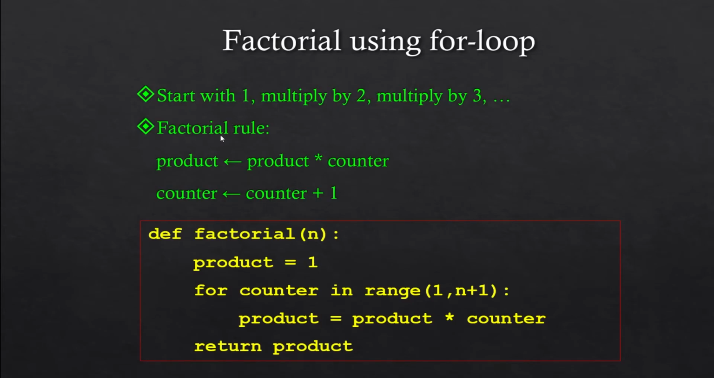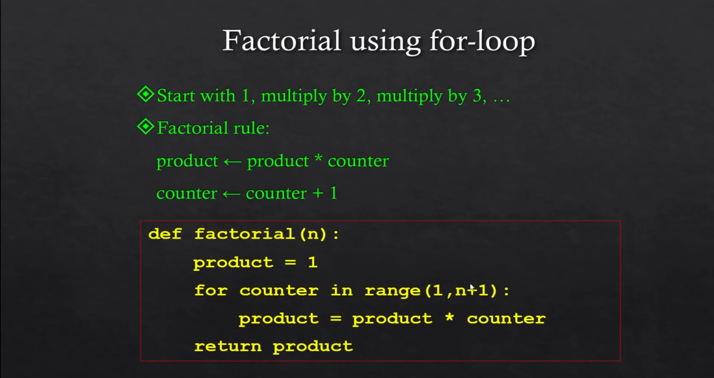Alright, so this factorial rule, this is how we will do this. We're going to define factorial(n). Okay, we're going to define the product first. Product equals 1. Note that I never really use a counter here, but here I use the word counter. But remember, the counter here just refers to the loop variable. You can use any name you want. You can do for i in range(1, n+1).